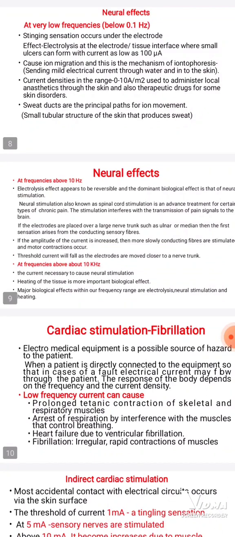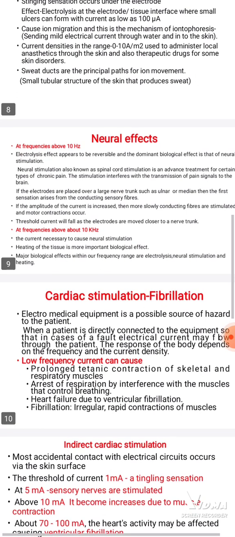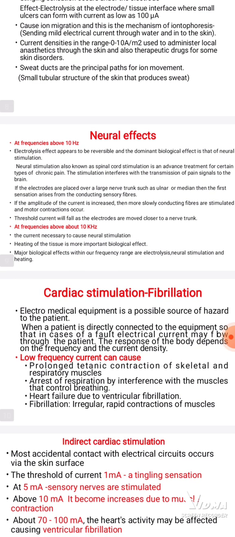Next one, at frequencies above 10 hertz, neural stimulation. Neural stimulation, also known as spinal cord stimulation, is an advanced treatment for certain types of chronic pain. Chronic pain means continuous pain. The stimulation interferes with the transmission of pain signals to the brain.